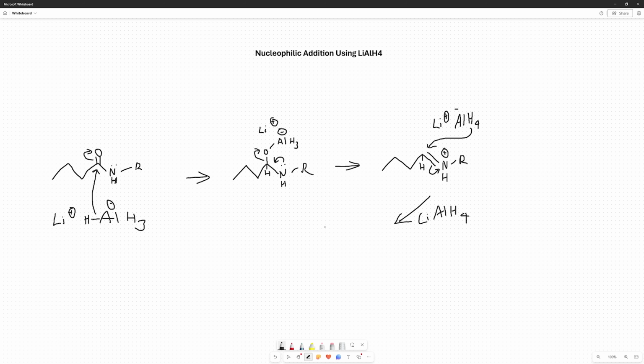balance the charge on the nitrogen, and now you're just going to have the amine itself. And in this final step, that's when water would be added as well to destroy any of the leftover aluminium salts. So then now you're just going to have your amine, and you're not going to have to worry about any lithium aluminium hydride that's left over, because it will be destroyed by the water.